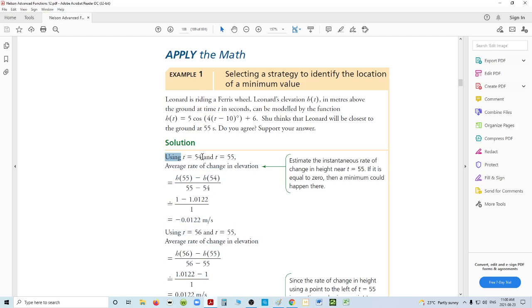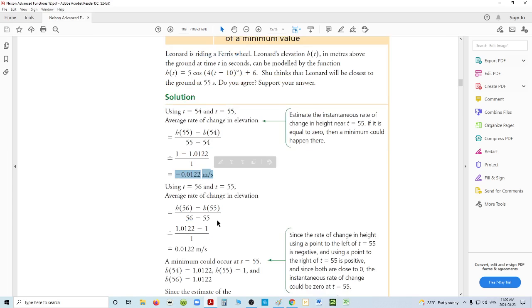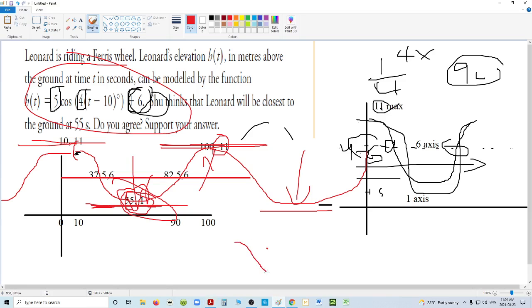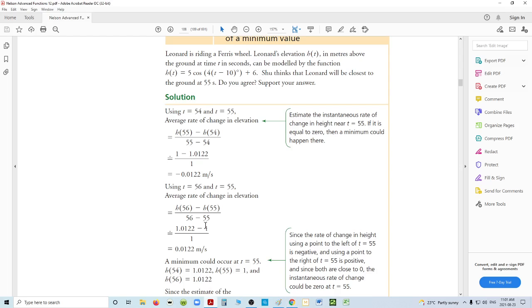And so what they do is they take one value for t at 54 seconds and 55, and they find the rate of change. It shows he's going down very slightly, almost zero. Then they take the rate of change just after that, and they find he's now going up very slowly, which means somewhere between 55 and 56, since we know this is a sine curve, the slope turned around. The slope was going down, and now it's going up, which means somewhere between this slope and this slope, it turned around. So it's a good indicator, but it's not proof yet.